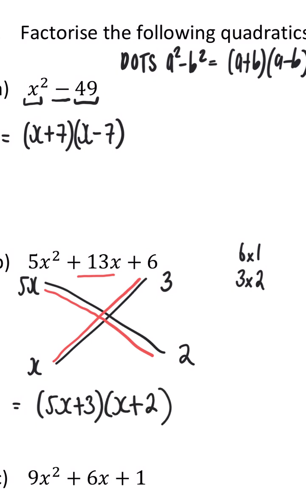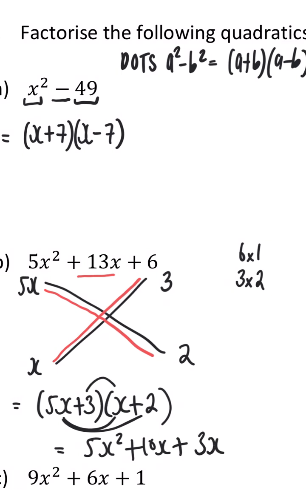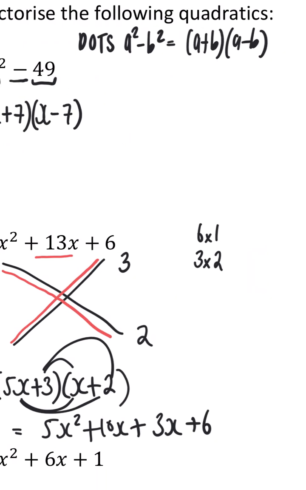We use FOIL to check our work. 5x squared plus 10x, plus 3x, plus 3 times 2 is 6. Well, that is 5x squared plus 13x plus 6, so we know that we got it right. I'm going to come over to the side here and write my answer really clearly so it's obvious to my mark what my final answer is. So my answer is 5x plus 3 times x plus 2.